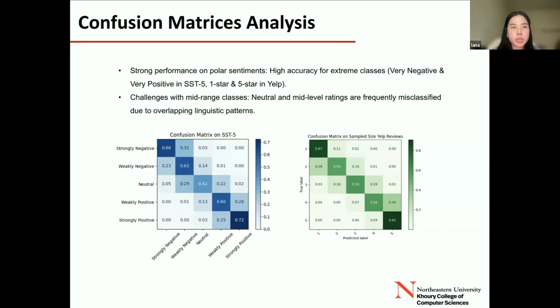And overall, we observe that the model performs better on the longer, context-rich Yelp Reviews compared to the short and figurative language style used in the SSC5 dataset.